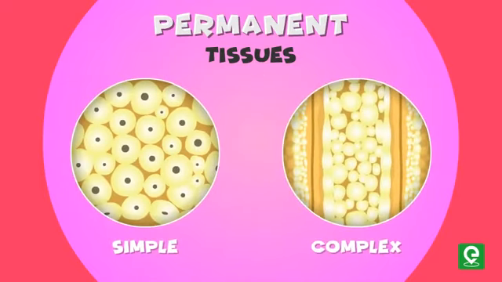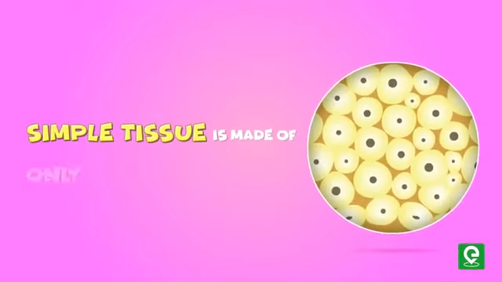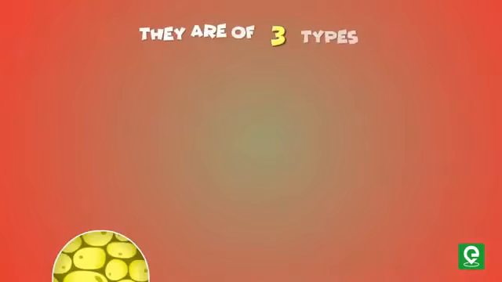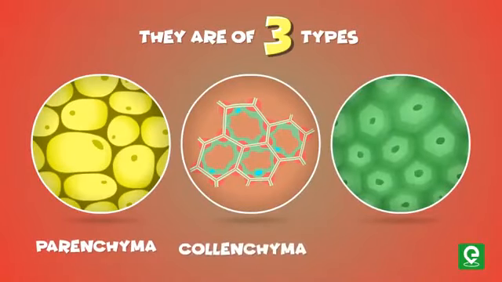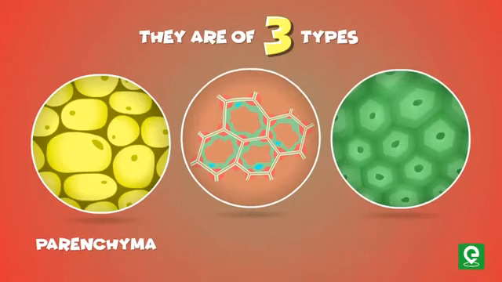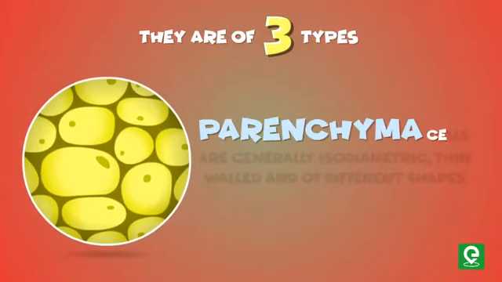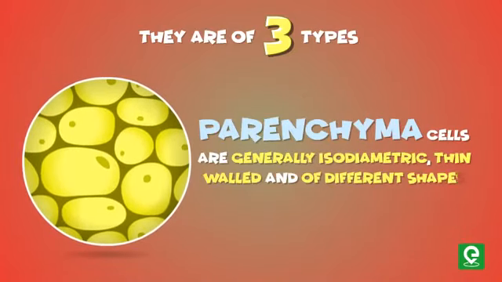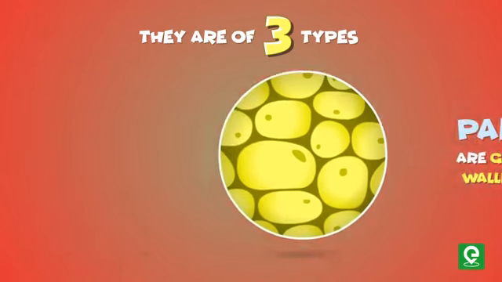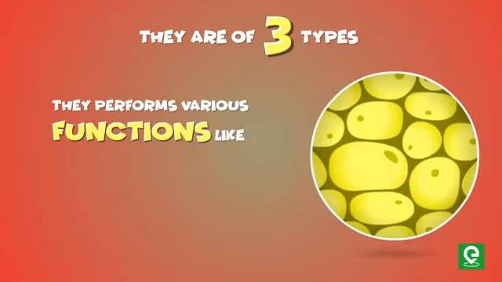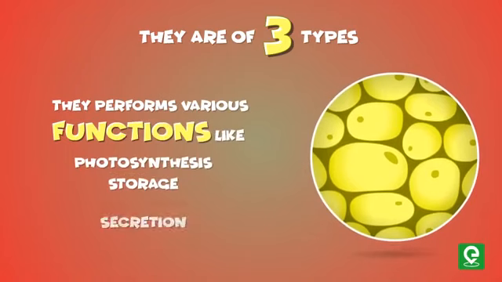Simple tissue is made of only one type of cells, and they are of three types: parenchyma, collenchyma, and sclerenchyma. Parenchyma cells are generally isodiametric, thin-walled, and of different shapes, and they perform various functions like photosynthesis, storage, and secretion.